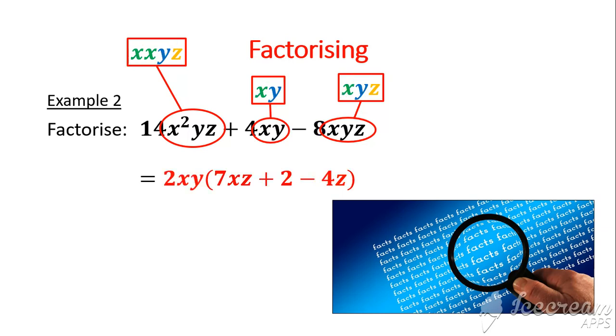So our final expression factorised is this: 2xy times brackets 7xz plus 2 minus 4z. Quite often it's a good idea to try and expand it out if you have the time and see if it does come back to our original expression.